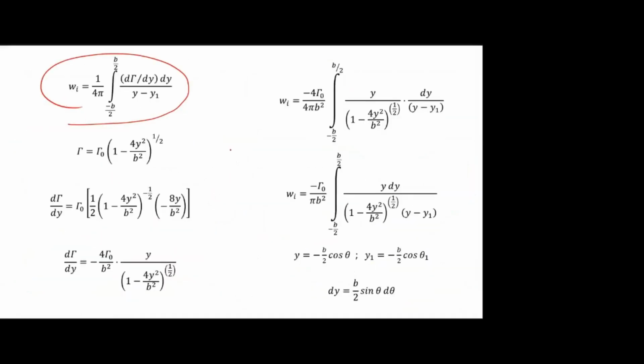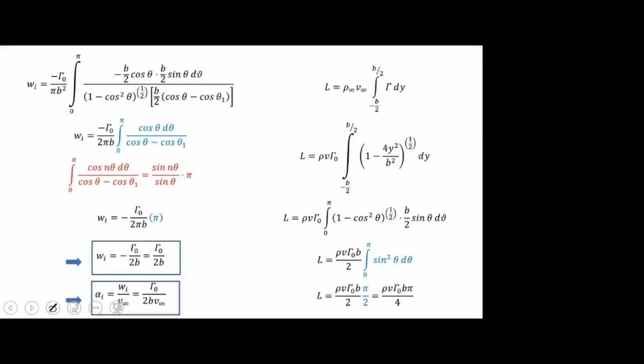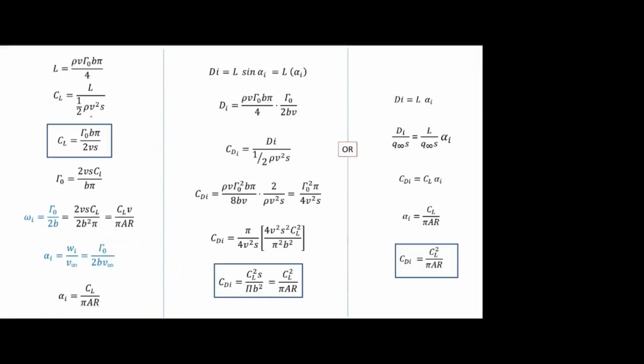So from this we are getting this term after substituting gamma, then coordinate transformation, and simplifying. We are getting alpha W, then lift equals rho V gamma dy. We are getting lift, then finally CL, then alpha W in terms of CL, then finally drag and CDI. So okay, this is the derivation.